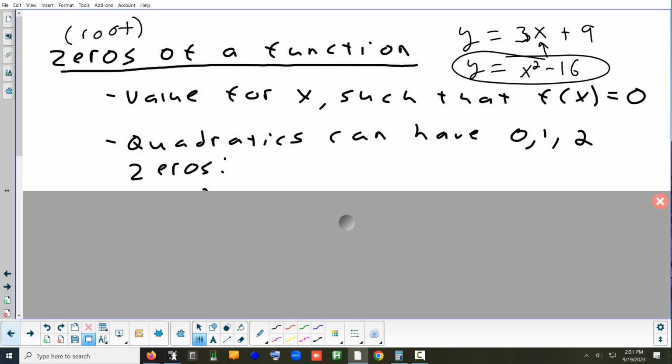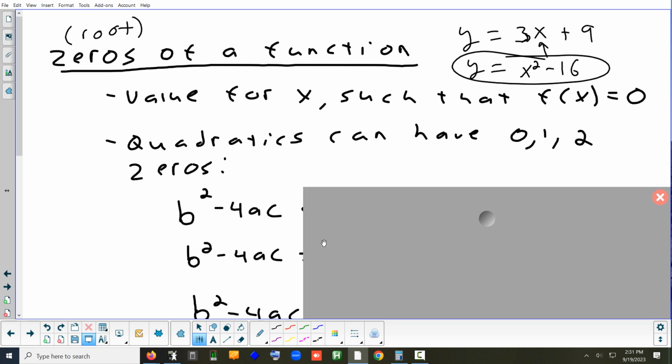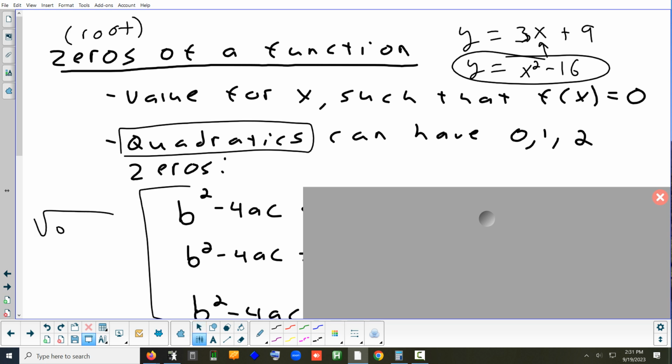And there's a quick way to tell whether the graph is going to have 1 zero, 2 zeros, or no zeros, at least for quadratics. So this applies to quadratics. What you need to do is check that. Does anybody recognize that b squared minus 4ac? It's not the whole thing, but it's something. Yeah? This is the radical of the quadratic equation. It's what's under the square root when you do the quadratic equation.